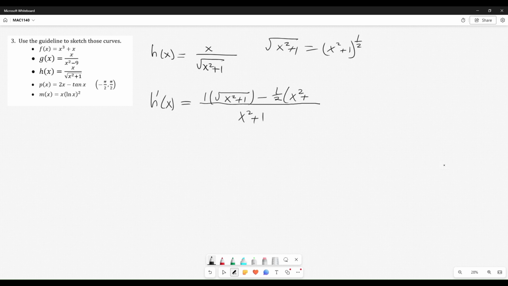Entonces es x squared plus 1 raised to the -1/2 times the derivative of the expression inside, which is 2x. And don't forget the other x of the numerator, no? It's x squared. These two cancel. And you can write that part like square root x squared plus 1 minus x squared over square root x squared plus 1.